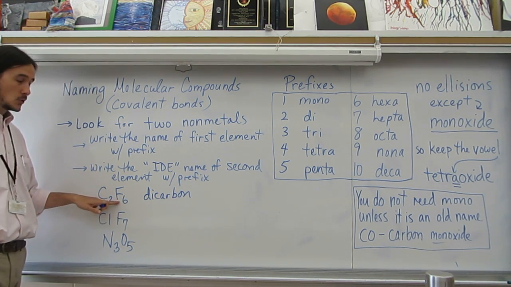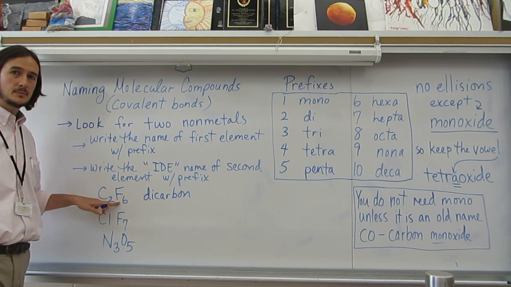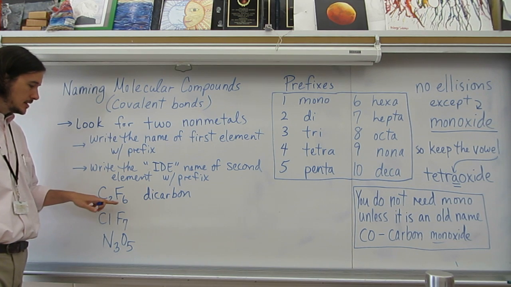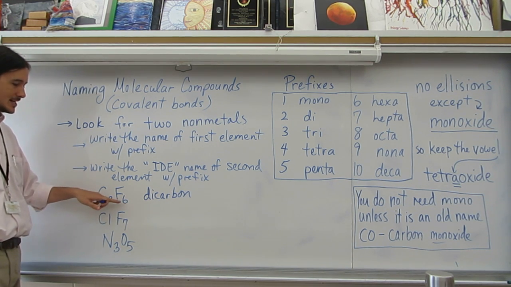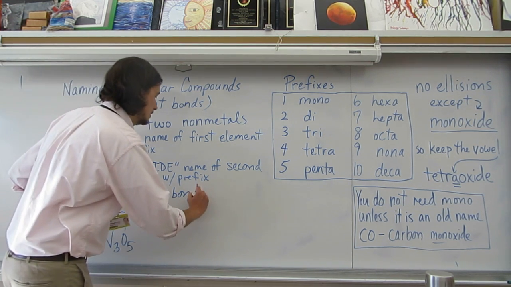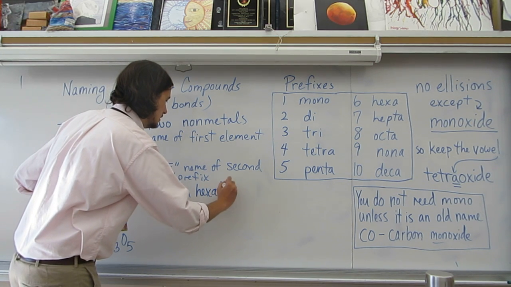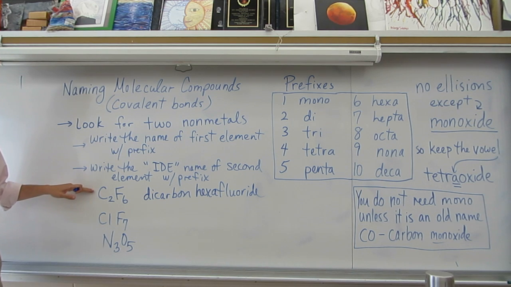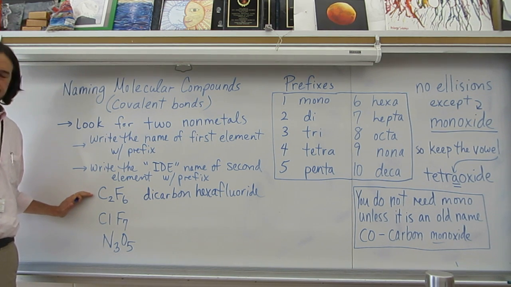And fluorine becomes fluoride. Make sure to spell that correctly: F-L-U-O-R-I-D-E. And we've got a 6, so this would be hexafluoride. So dicarbon hexafluoride. Pretty straightforward.